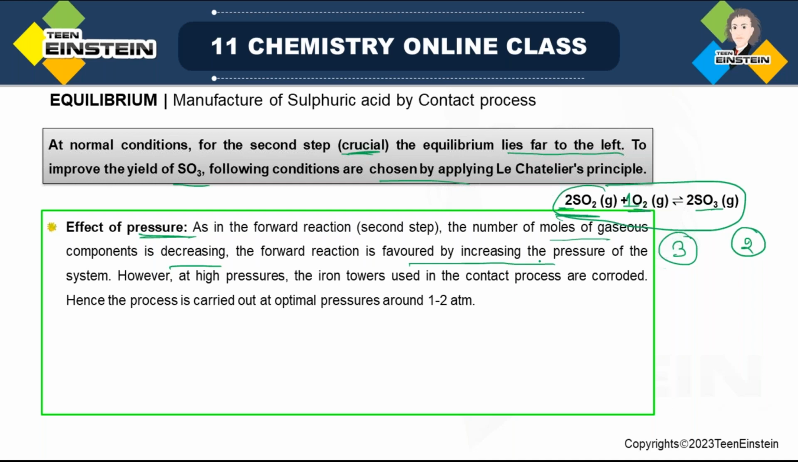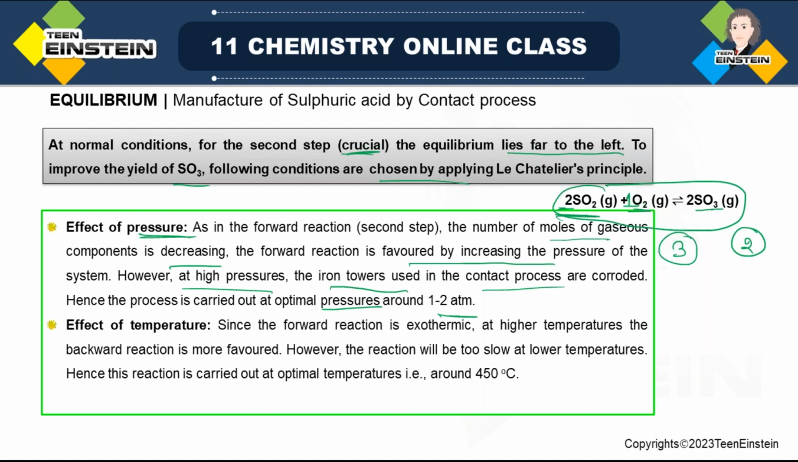But we also have to take care of some other facts, that if you increase the pressure very high, there is some other problem. What is that problem? The iron towers used in this process may corrode, and that is the reason the process is carried out at an optimal pressure, around 1 to 2 atmosphere. We cannot increase it to a very high amount, to avoid this problem. So we keep it between 1 to 2.